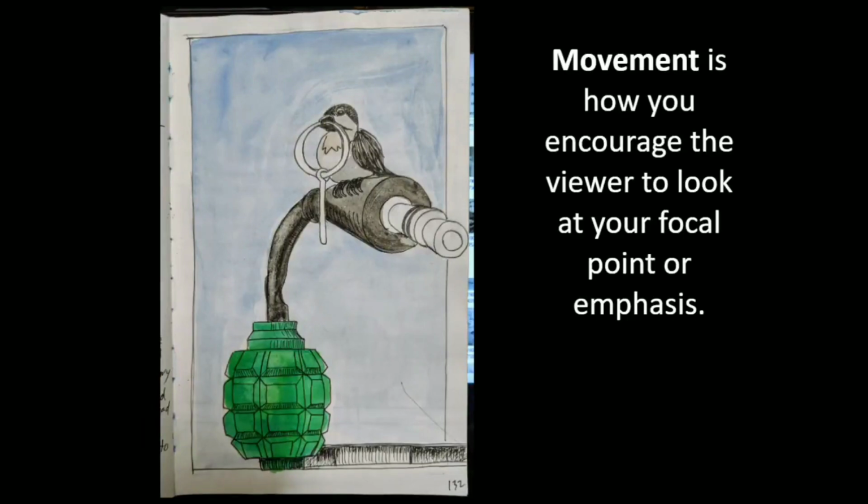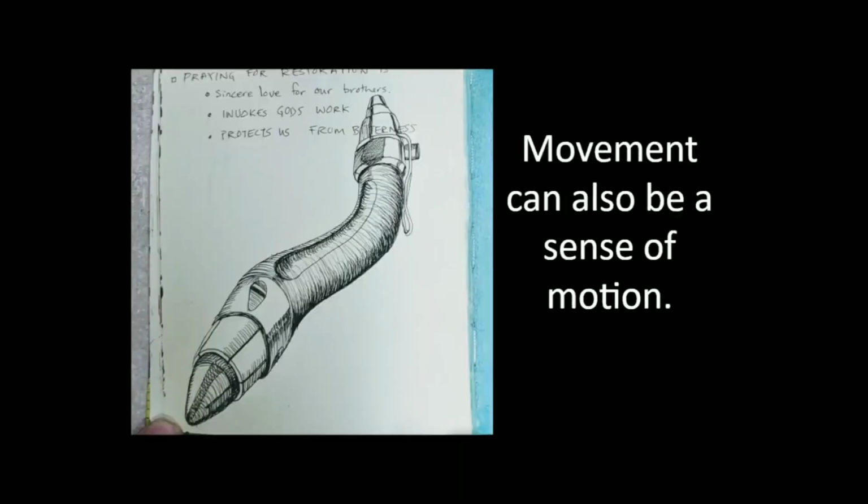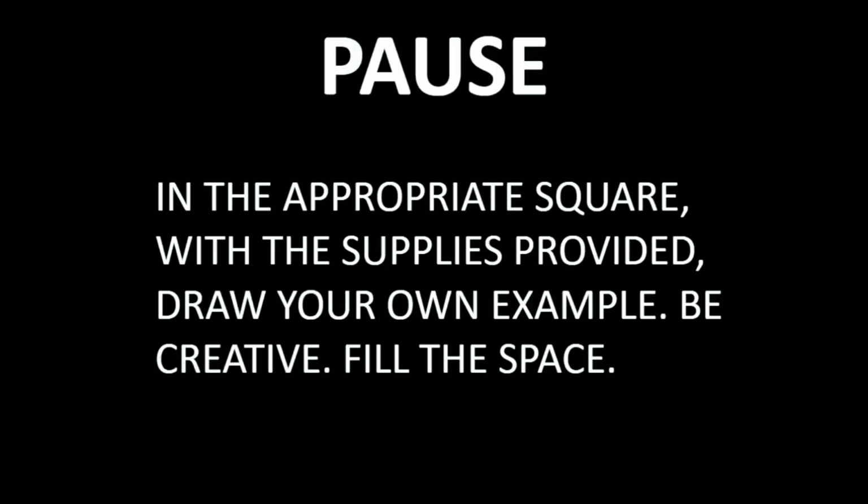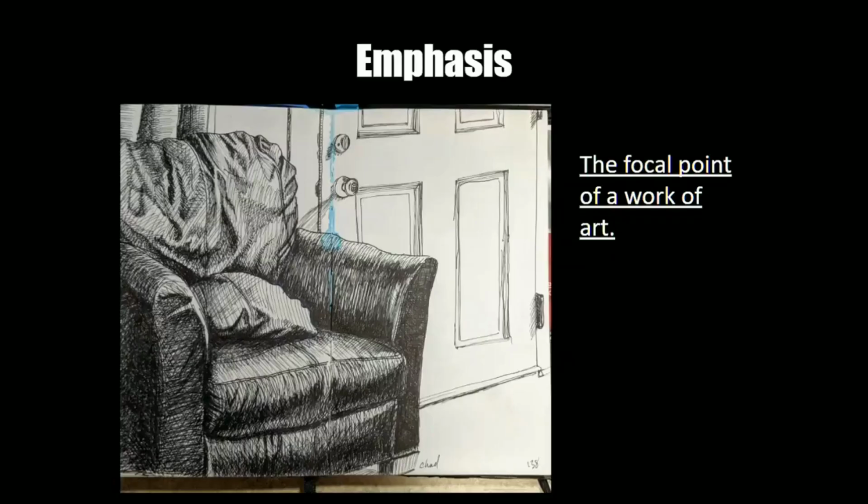Movement can also be how you encourage the viewer to look at your focal point or emphasis. So your eye first probably sees the bird, and then travels down the pathway created by the stereo jack to the hand grenade. And movement can also be a sense of motion, such as this wriggling pencil. Emphasis is the focal point of a work of art.